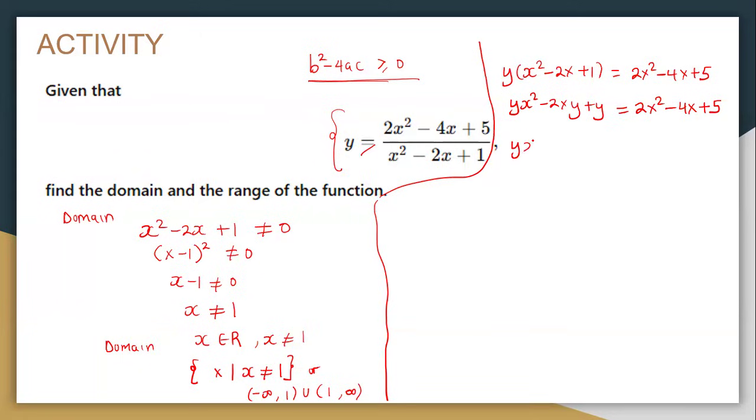So I'll have yx squared. Now I'll bring in the x minus 2x squared, minus 2xy. I bring in this 4x, it becomes plus 4x, plus y minus 5 is equal to 0. May I know whether we are still on the same page?